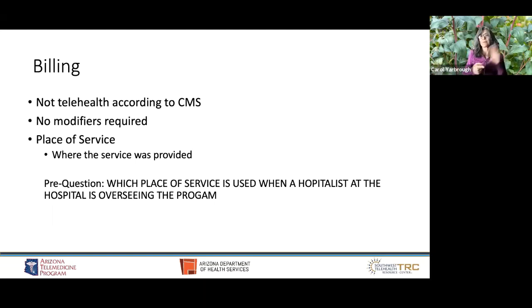So your trainer, your device supplier, is going to bill that 99453. And then for the recurring monthly, if the hospitalist is going to be the one reviewing that monthly data, if they're following that patient and they're on all the time, or that service is going to be monitoring this patient, then it would be place of service 21, inpatient hospital. If the RPM is going to transfer to the clinic setting, then you've got your 11, or 19, 22. So that's a great question.